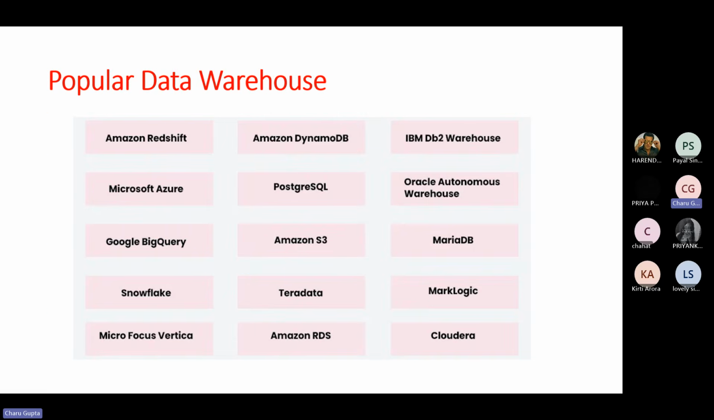So different data warehouses, these are certain examples of data warehouses. Amazon is having Amazon DynamoDB, then Microsoft's Azure, Google's BigQuery. Amazon is having different data warehouses, MariaDB. So these are different data warehouses where you can store the data.